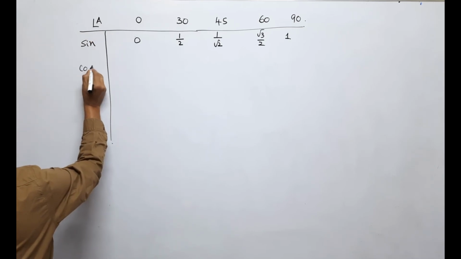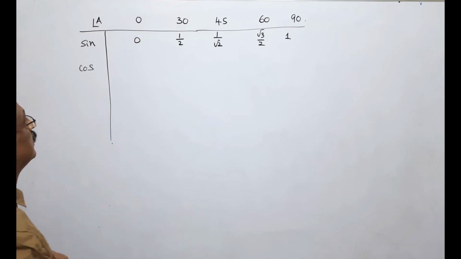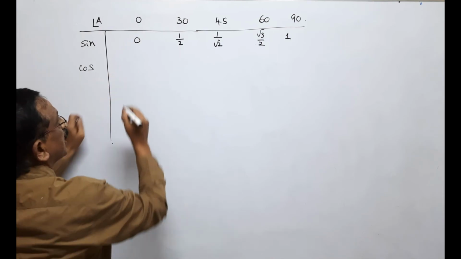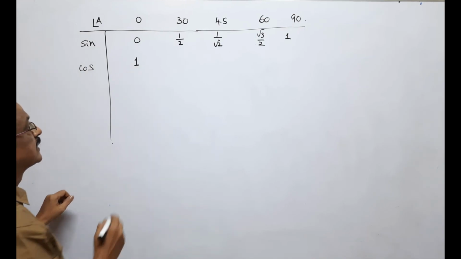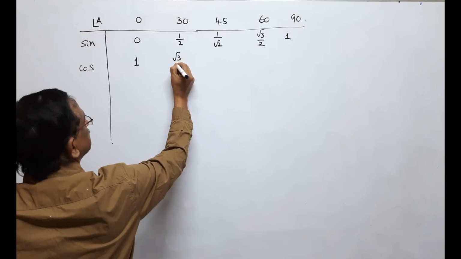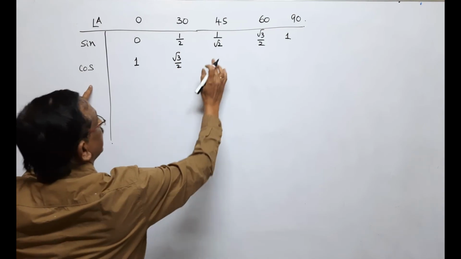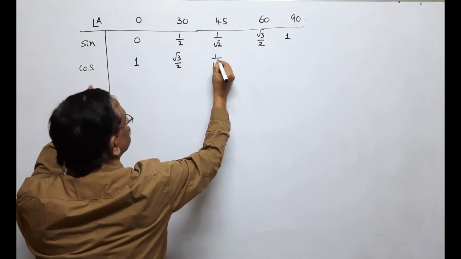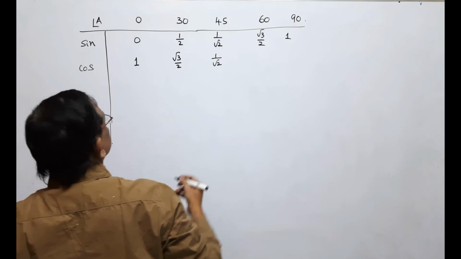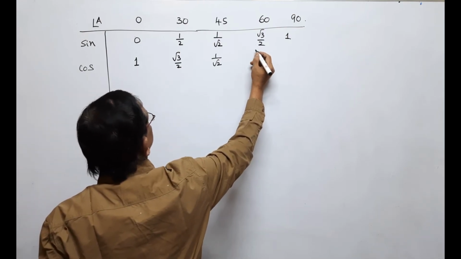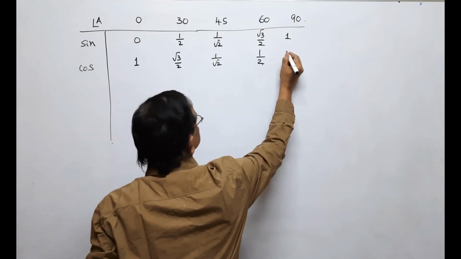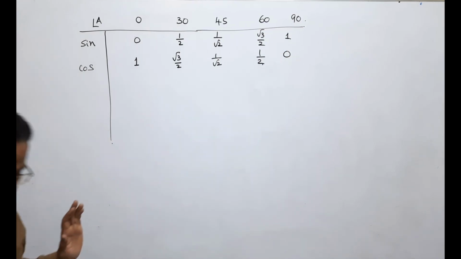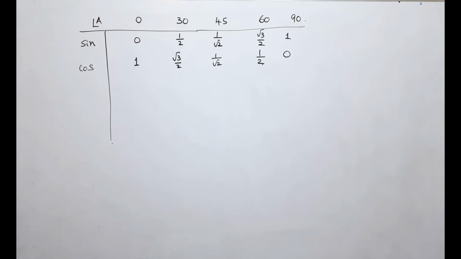Now what about cos? We have defined cos 0 as 1, and cos 30 is root 3 by 2, you can see. And sine and cos agree at 45, 1 by root 2, 1 by root 2. And cos 60 is 1 by 2, and cos 90 is 0. If you know these two, it's enough. You can generate other things.